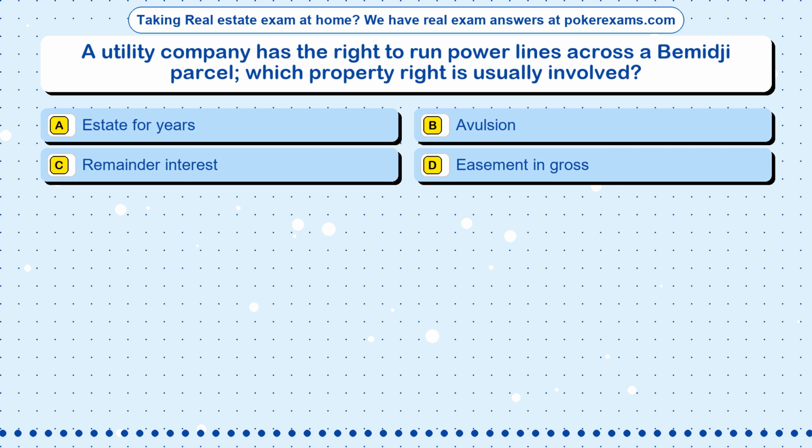Question 16. A utility company has the right to run power lines across a Bemidji parcel. Which property right is usually involved? Option A. Estate for years. Option B. Avulsion. Option C. Remainder interest. Option D. Easement in gross.